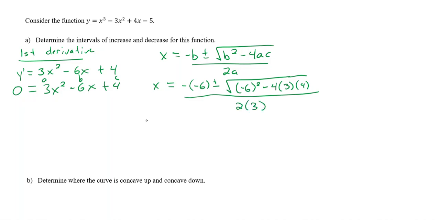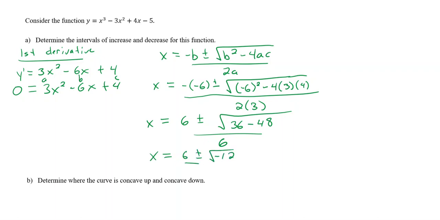So now let's simplify this a little bit. x is equal to minus negative 6, that becomes positive 6, plus or minus the square root of negative 6 squared, in brackets like this, would be positive 36, minus 48, all over 6, 2 times 3. So now something strange happens here, right? x is equal to plus or minus the square root of negative 12 over 6.